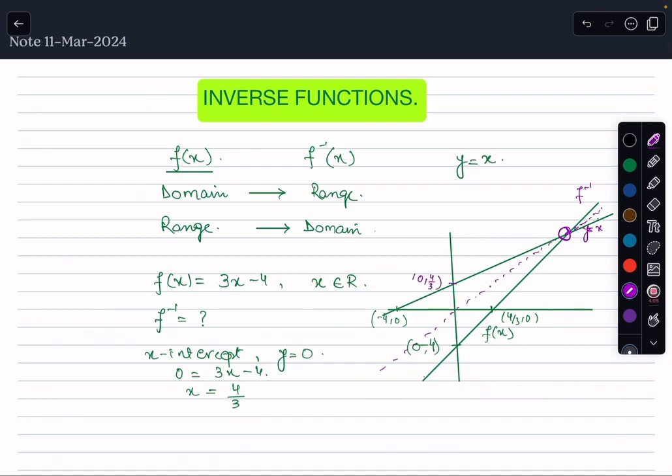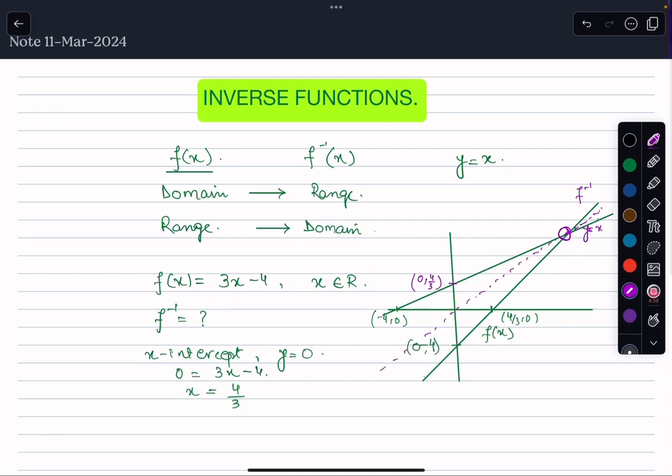So what I have seen here is that the domain value 4 by 3 maps onto the range value, which was a 0, or the function value, which was a 0, and the 0 is mapping onto the domain, which is a 4 by 3. So this is what we said in the beginning. Domain maps onto the range and range maps onto the domain. The x becomes y and the y becomes x, and this only happens when we reflect it in the line y equals x. So this is basically the inverse of the function.